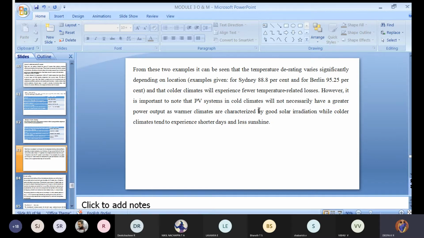However, it's important to note that a PV system in a cold climate will not necessarily have a greater power output. We say cold area, good output, temperature losses are less, so this is the assumption we have. But warmer climates are characterized by good solar radiation, while colder climates tend to experience shorter days and less sunshine, because throughout the year your irradiation period will be very, very small in a colder place. So I cannot say you go and implant your solar panels in a colder area, because you will experience very few days where you get sunshine. So this is one of the huge points which affects the output of a system.